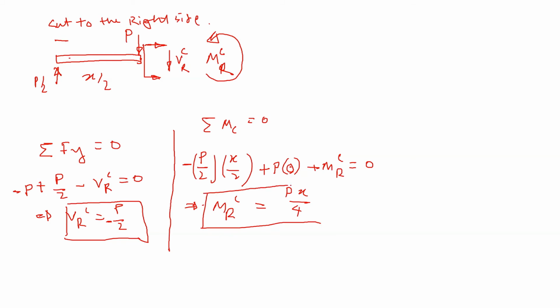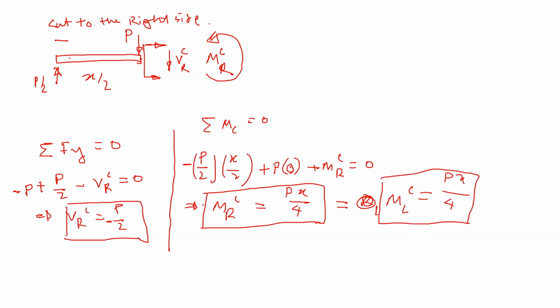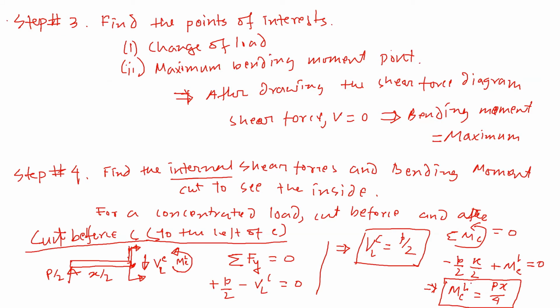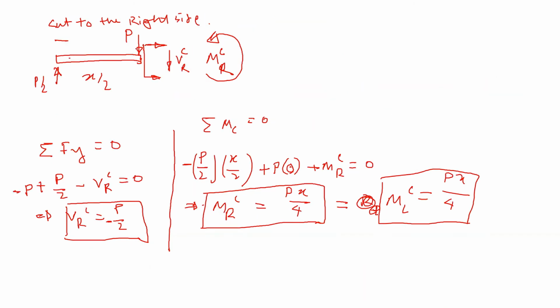If you remember, we actually got the same value for the left side. M_CL was also calculated as Px by 4. We can go back to the previous slide to see that. Look at this, Px by 4 right here at the corner. It's the same as the right side because this point is very close, so there is no distance, so there is basically no moment.